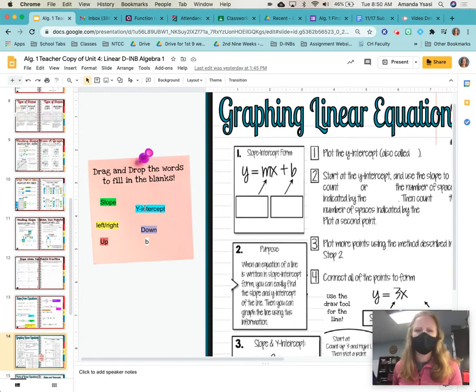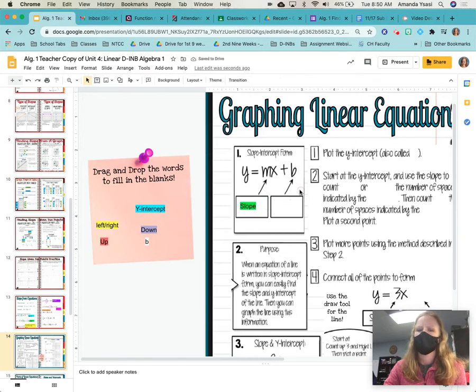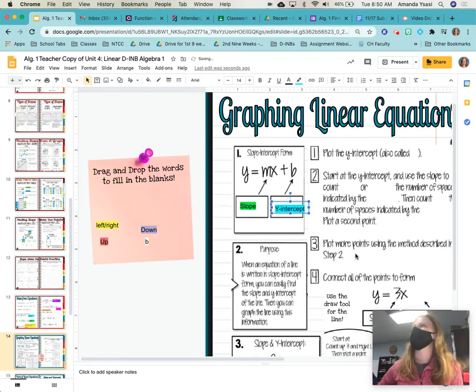So it says, number 1, we're going to have it in y equals mx plus b form. That is our slope-intercept form. The m is the slope, so drag and drop slope over here. The b is your y-intercept. So if you have it in y equals mx plus b format, then you know your slope and your y-intercept.